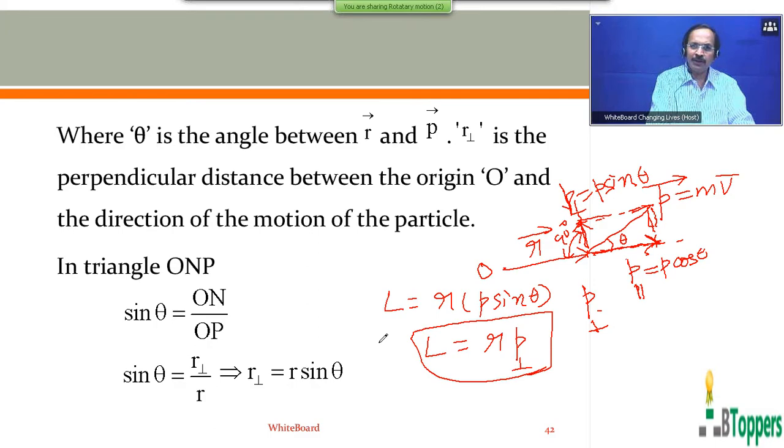So the magnitude of the angular momentum of the particle can also be written as L equal to R into P perpendicular, where P perpendicular is the component of the linear momentum of the particle which acts perpendicular to the position vector R bar of the particle.